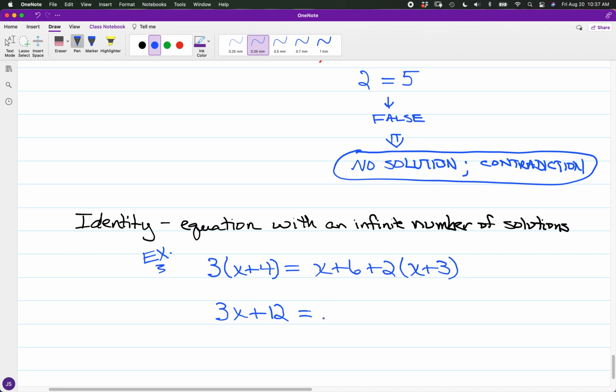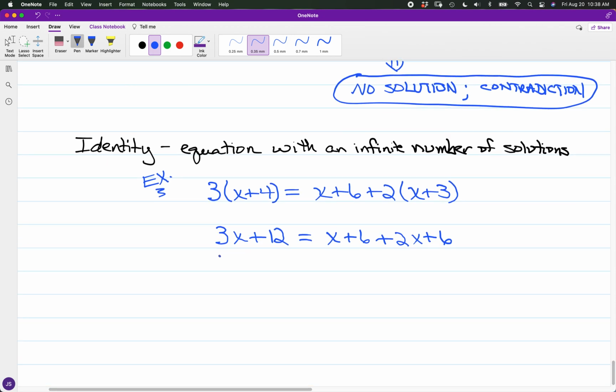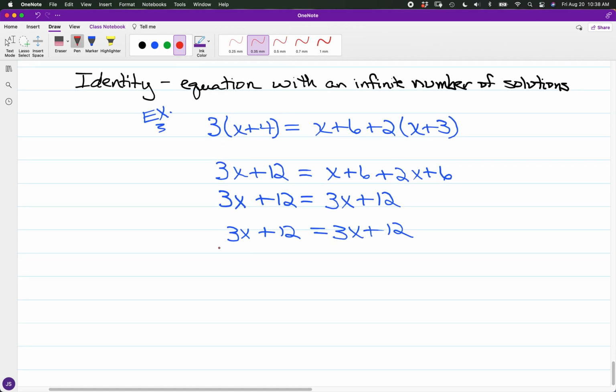And to the right we have x plus 6. And with the next distribution we got 2x plus 6. So I have 3x plus 12. To the right, x and 2x will make 3x. 6 and 6 will be 12. If you notice, we have the left and right hand sides to consist of 3x plus 12. And let's say that if I were to combine the variable terms.